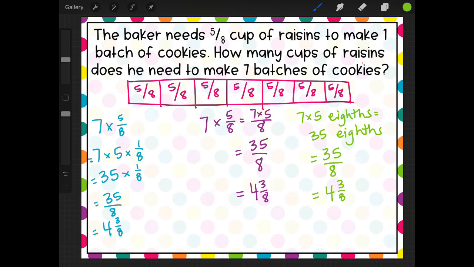These are all very similar ways of doing it. I just wrote out different steps and different ways that you might be thinking about it. But in total, we know that our baker needs 4 and 3/8 cups of raisins in order to make all of his cookies.